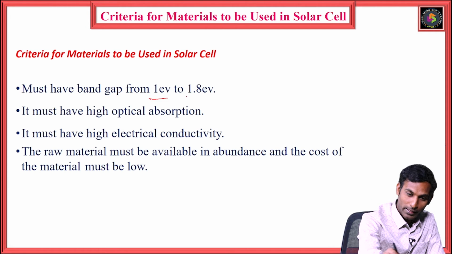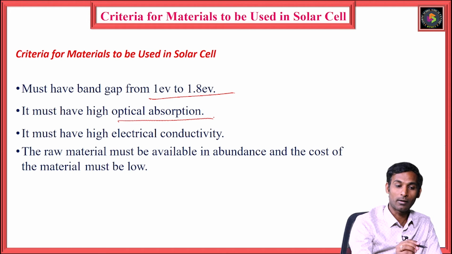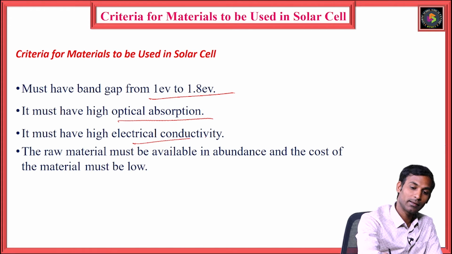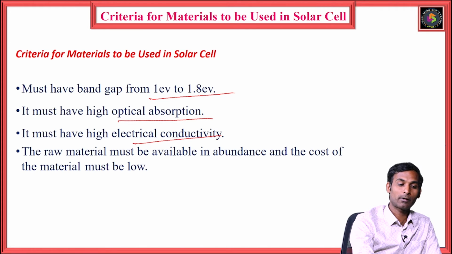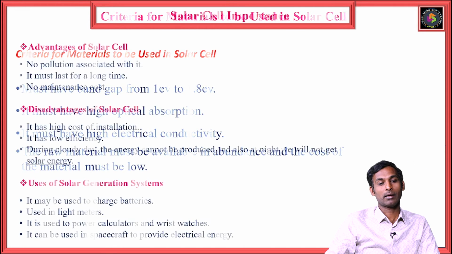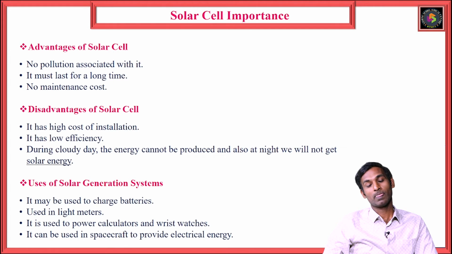The band gap value is very important, and also the optical absorption must be very good, and also the electrical conductivity. If it is used as the raw material, the cost of metal will be very less. Okay. Now, what is the importance of the solar cell from the application point of view?